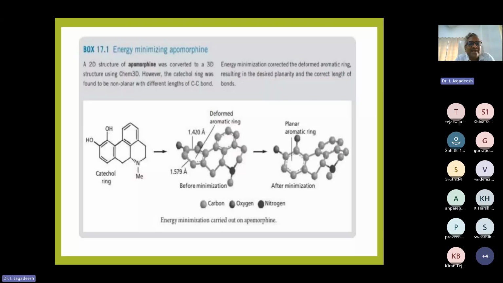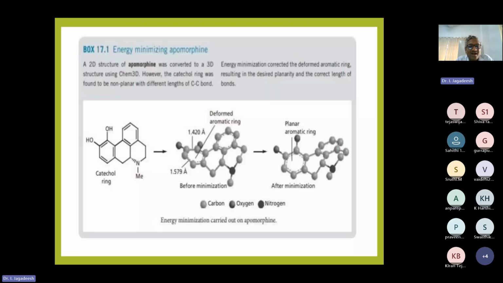So in this particular diagram, what you are seeing is the energy minimizing for the apomorphine. So the two-dimensional structure of the apomorphine, you see the first catechol ring, it is a two-dimensional structure. So that is having two hydroxyl groups, and one nitrogen group is attached with one methyl group.